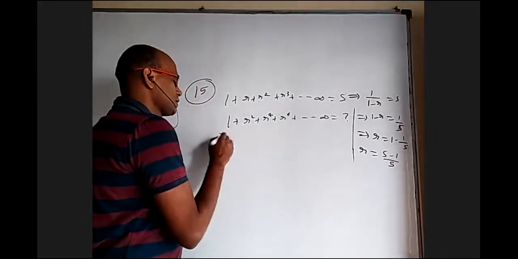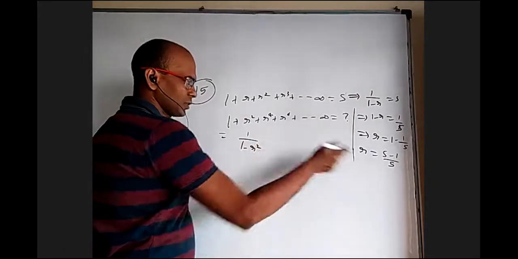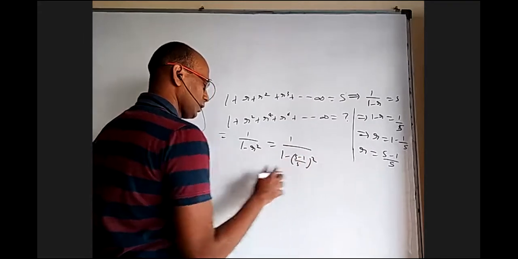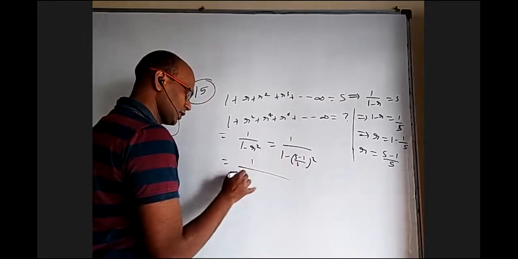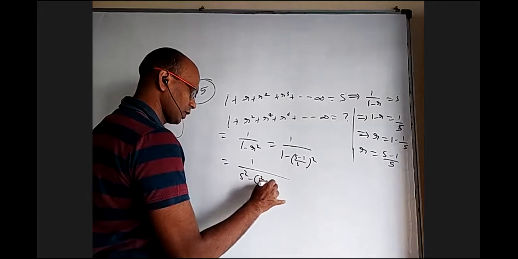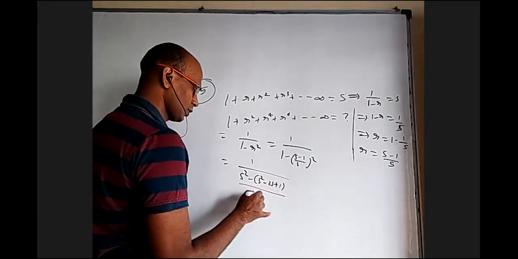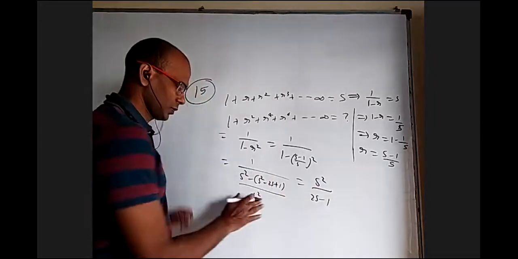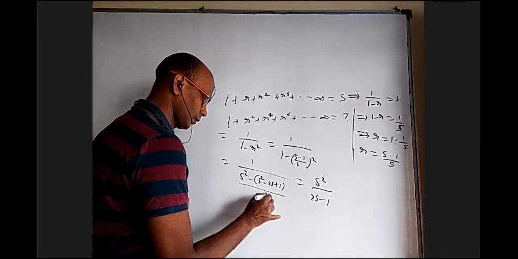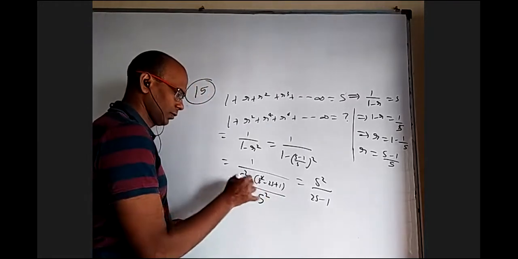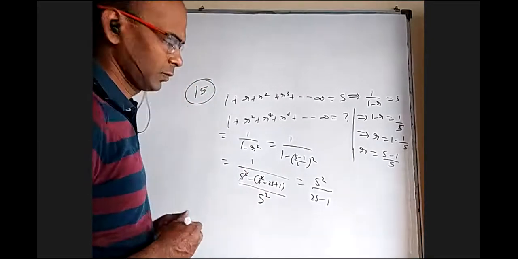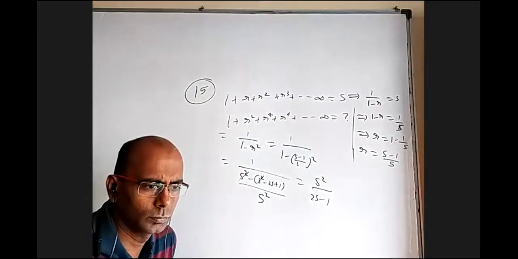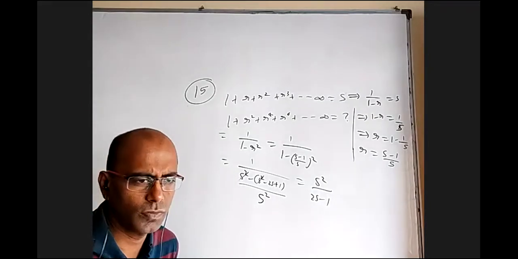Okay, now what is this answer here? 1 by 1 minus r square. Let's substitute that. So 1 by, when I take LCM, it is s square minus 2s plus 1 by s square, which is s square by 2s minus 1 after cancelling this. Okay, just using a by 1 minus r formula, otherwise nothing great.